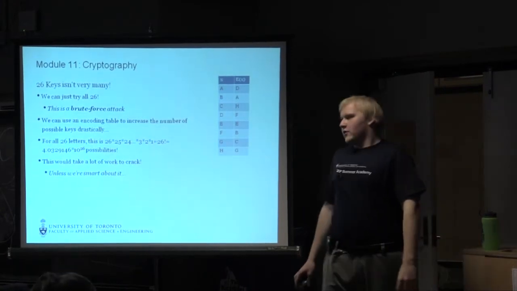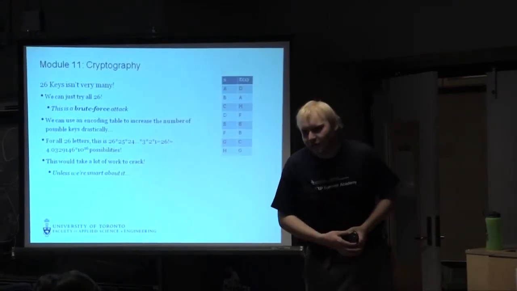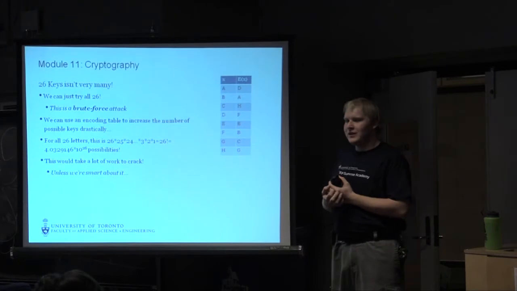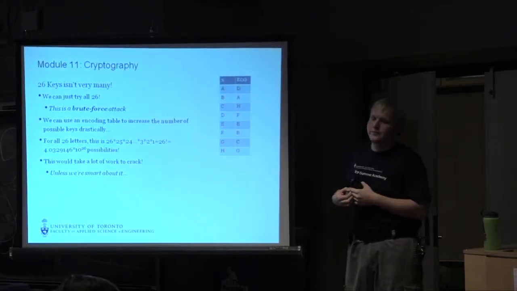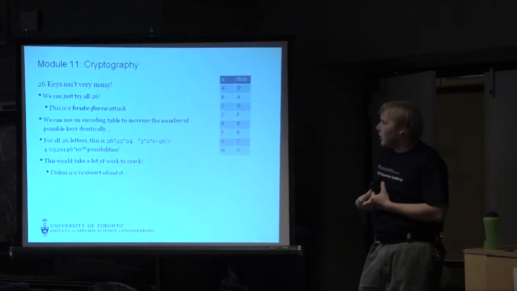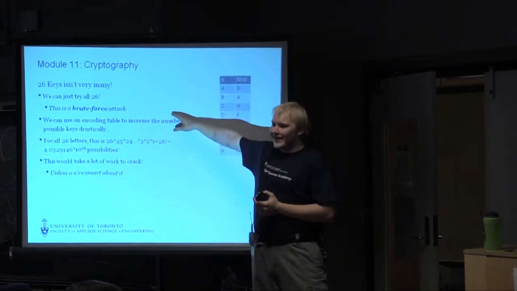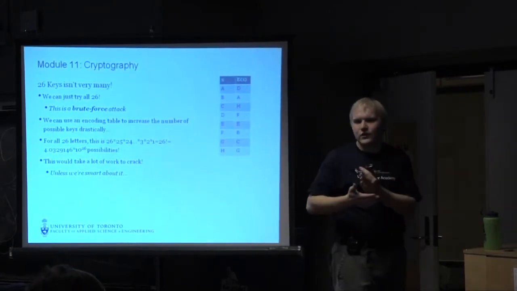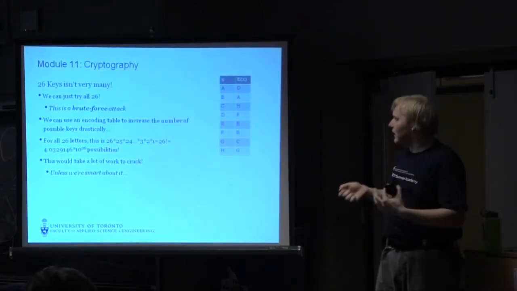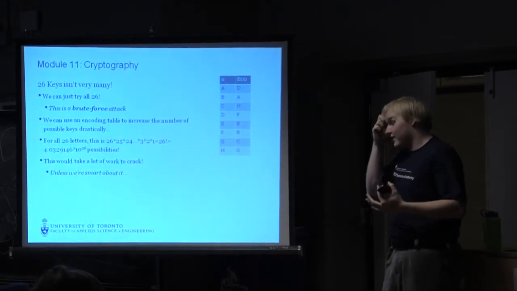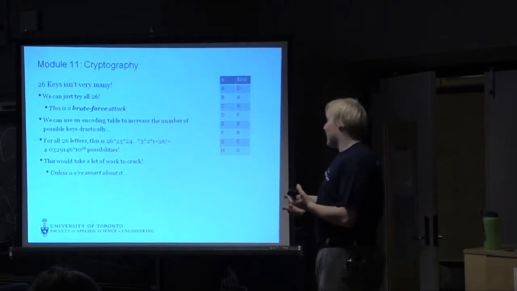The Caesar cipher isn't very strong because we only have 26 possible keys. It doesn't take very long to try them all, right? And trying them all is what's called a brute force attack. So we try every single possible key, and when we finally get the one, which will happen on average after 13, then we have it.